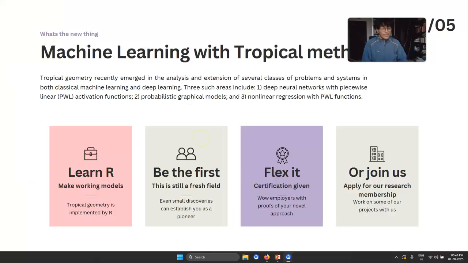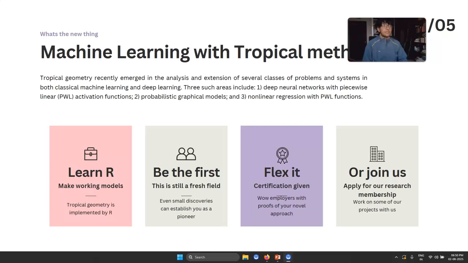Now I'm going to tell you about the appeal of our program. You're going to learn R, because R is the standard for research in tropical geometry. So we will be learning to deploy ML models, and we will be learning to apply whatever theory we have from tropical geometry onto current simple models. We will be doing that. We will also be studying neural networks.